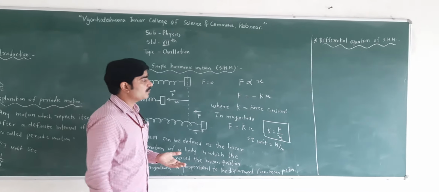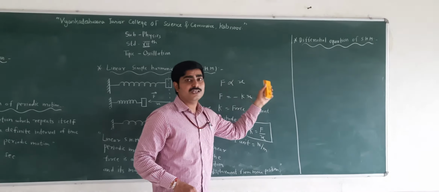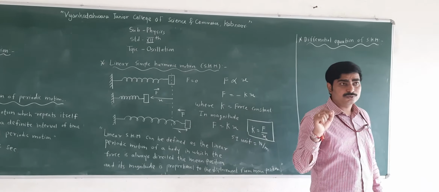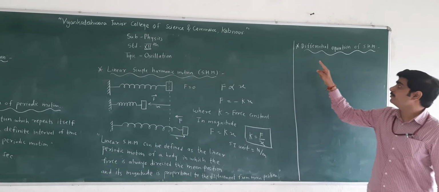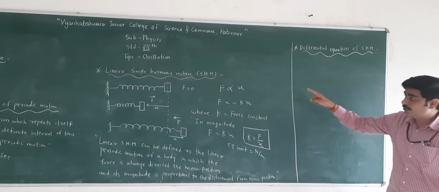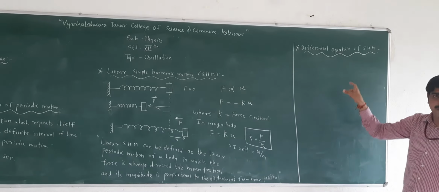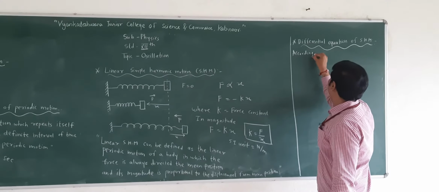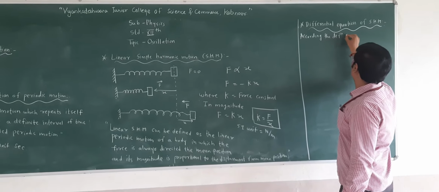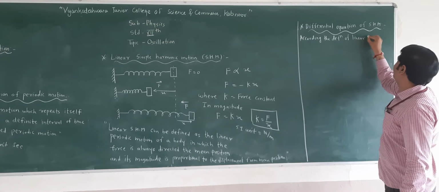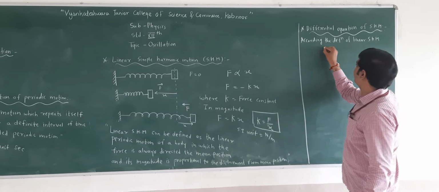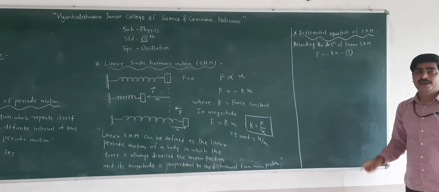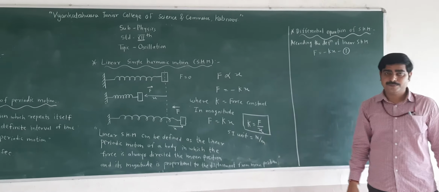The next point from this topic is the differential equation of SHM. This is the mathematical part, and this question will be asked for 2 marks: obtain the differential equation of linear SHM. Using the definition of the SHM, we have to derive the equation. According to the definition of linear SHM, F is equal to minus k into x, equation number 1. This we have seen here.